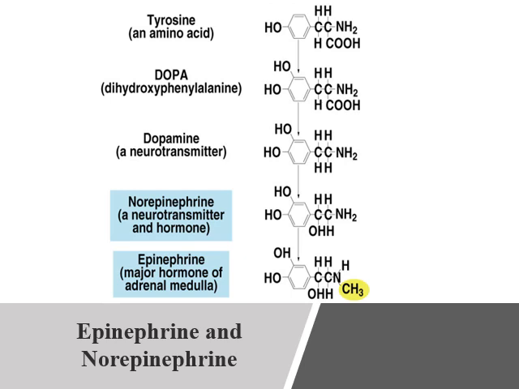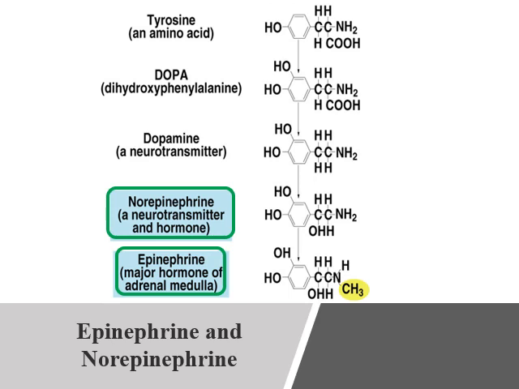Always remember that norepinephrine is a neurotransmitter and a hormone secreted by the postganglionic sympathetic nerve fiber and the adrenal medulla, while epinephrine is the major hormone of the adrenal medulla and cannot be secreted by the postganglionic sympathetic nerve fiber because it doesn't have the N-methyl transferase enzyme.